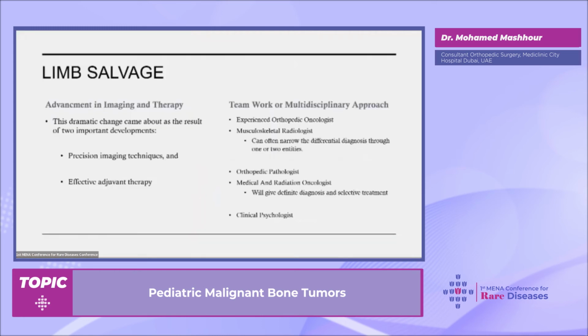So to do a limb salvage, advanced imaging and therapeutic agents should be there. The dramatic change has led to this advancement, with high techniques and high resolution imaging, with precision of chemotherapeutic agents and radiotherapy agents. These have led to dramatic survival of patients.